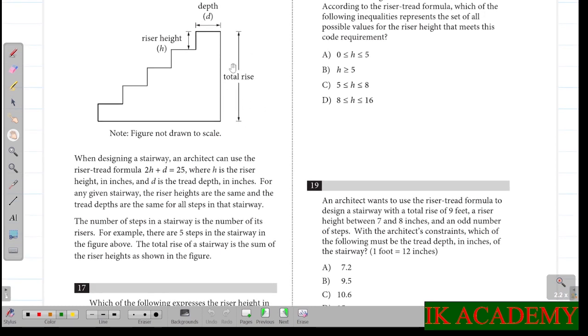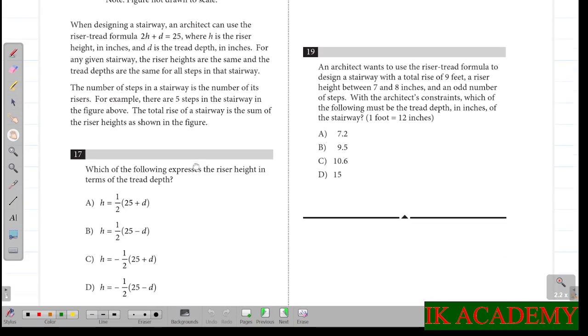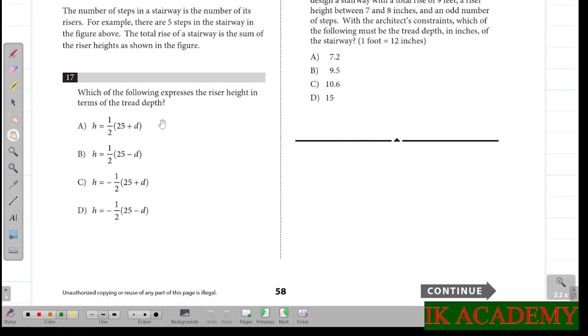So here the total rise. If we sum all the riser heights of the stair, we will get the total rise. Also, if we sum all the tread depths of each stair, we can get the total depth of the stairs, which is on the x-axis. So let's read question number 17. Which of the following expresses riser height in terms of the tread depth? For options A, B, C, D, we need to find which option represents the riser height in terms of tread depth.